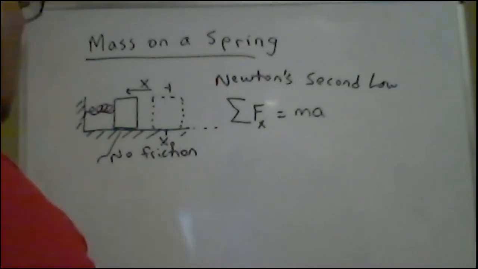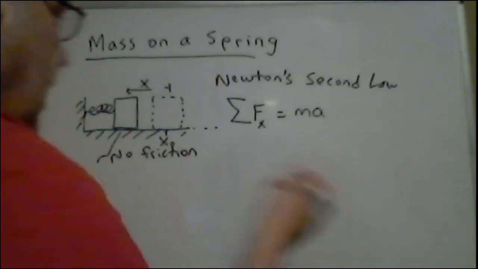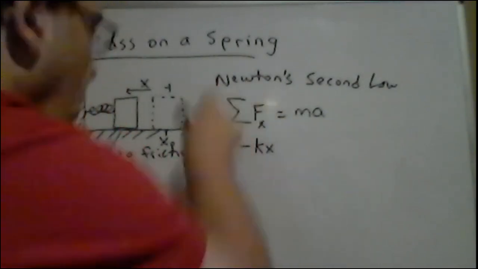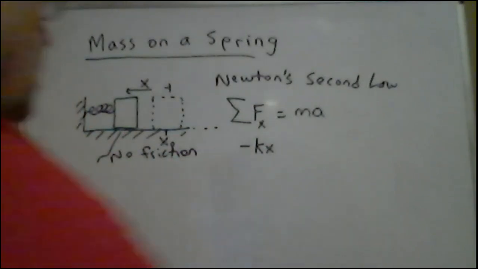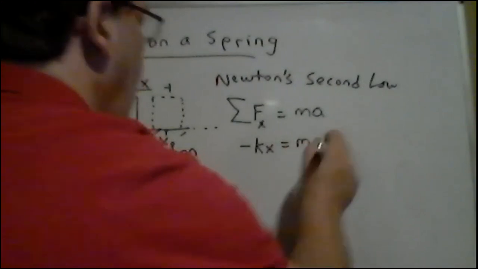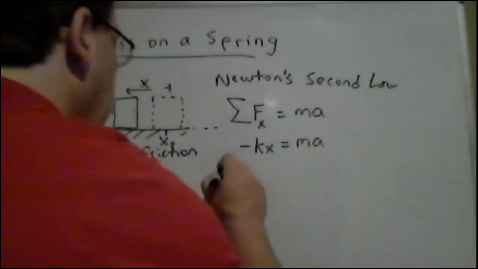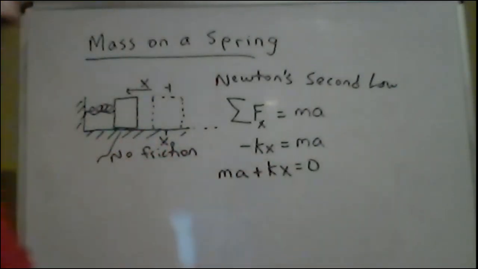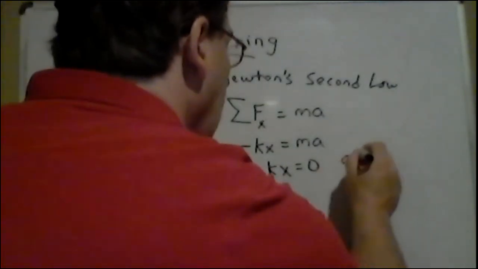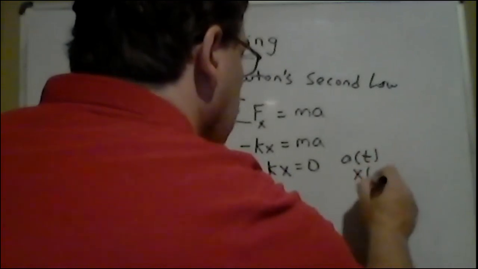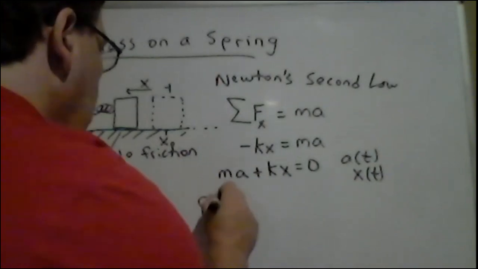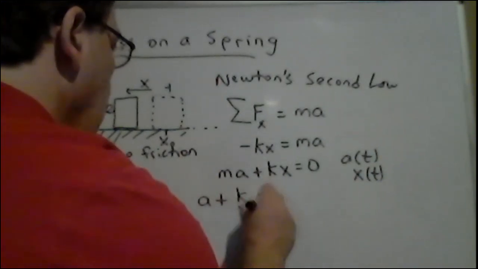So what forces act on this system? Well, the only force that is acting on the mass is Hooke's law. And of course, it acts to oppose the displacement. That's the only force on the left-hand side of the equation. So negative kx equals ma, or I can write that ma plus kx equals 0. We remember, though, that a is a function of time, and x is a function of time. Okay, let me clean it up a little bit. So I have a plus k over m times x.